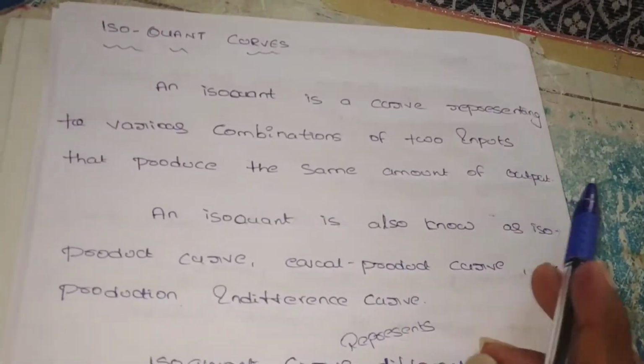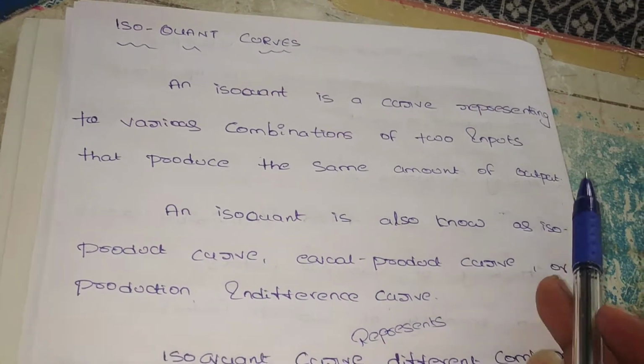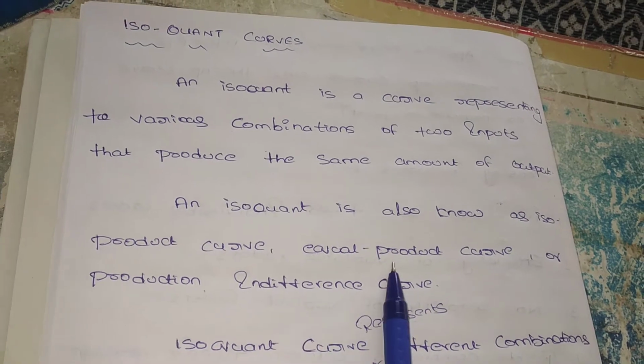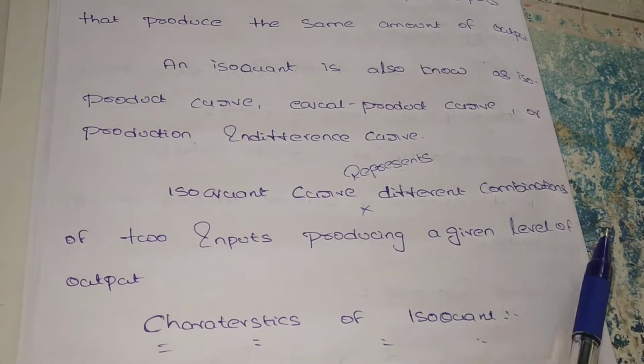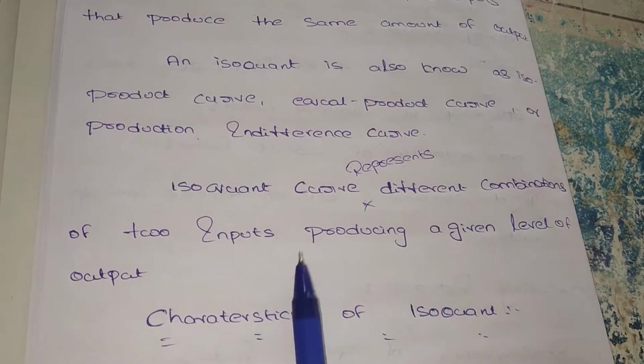An isoquant is a curve representing the various combinations of two inputs. They produce the same amount of output. An isoquant is also known as a product curve. We can say it is a product curve, equal product curve, or product indifference curve. The isoquant curve represents different combinations of two inputs producing a given level of output.